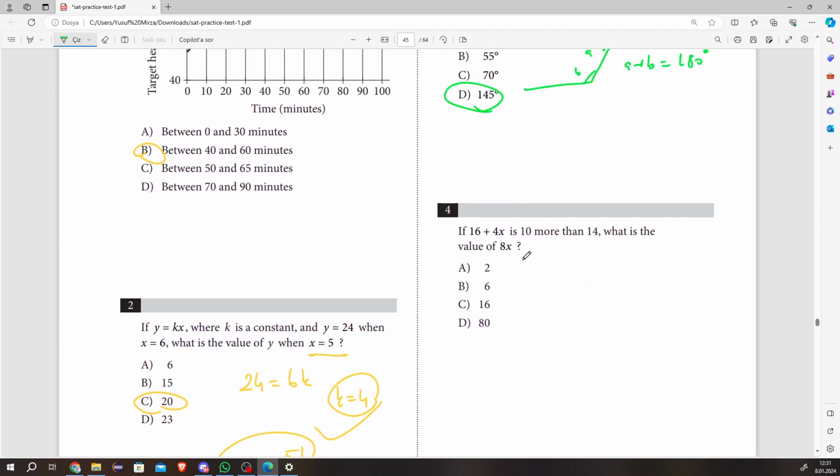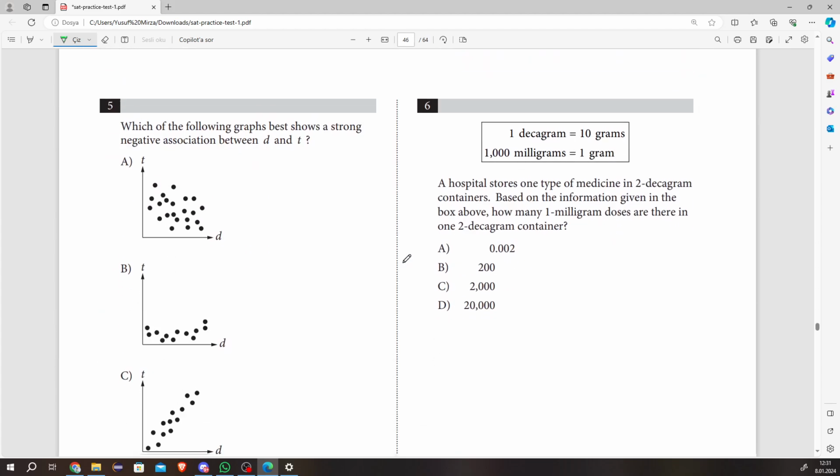What's the value of 8x? 16 plus 4x equals 1 more than 40, so it's equal to 24. And if we solve it, 4x equals 8, x equals 2, and if we multiply it with 8, it is 16.